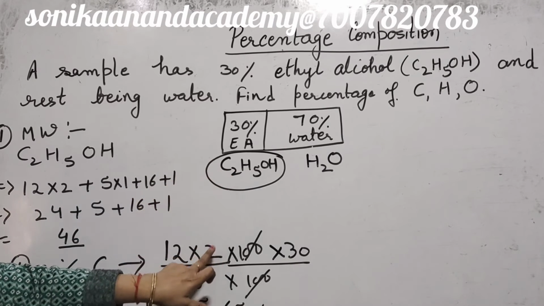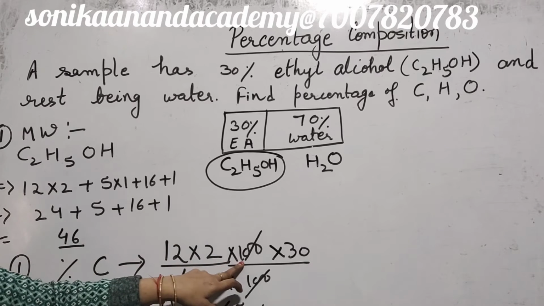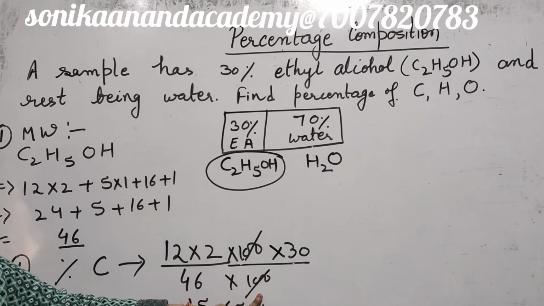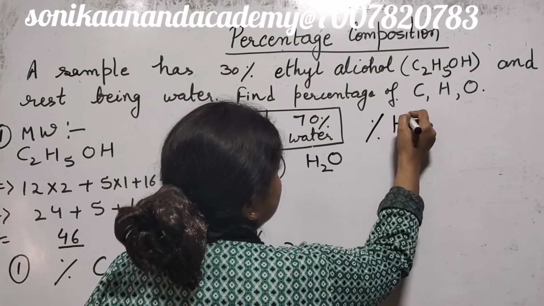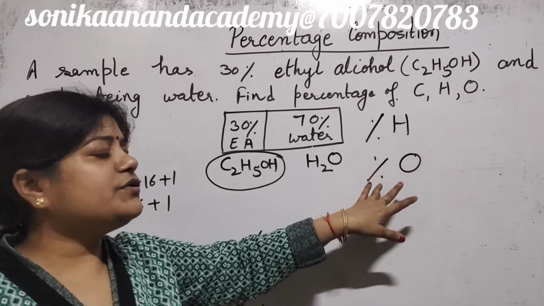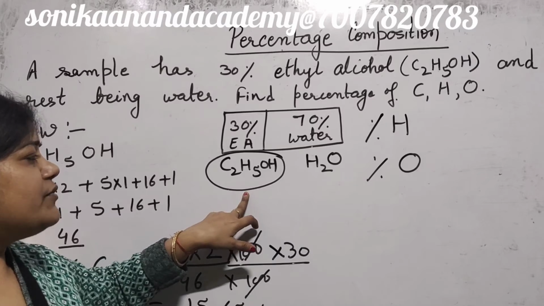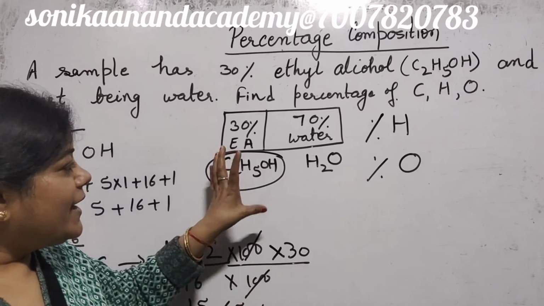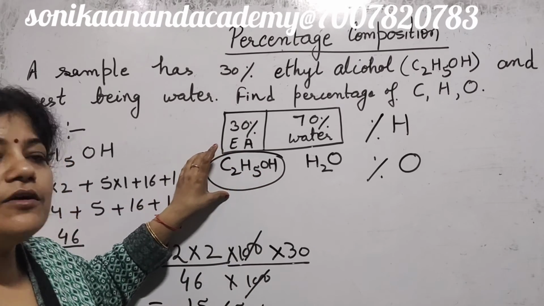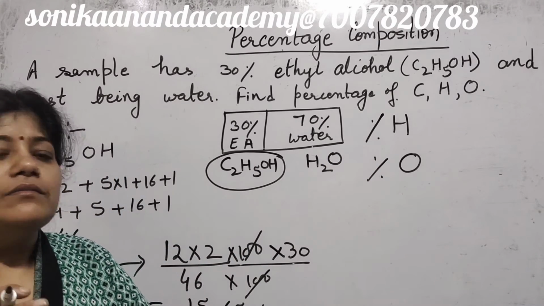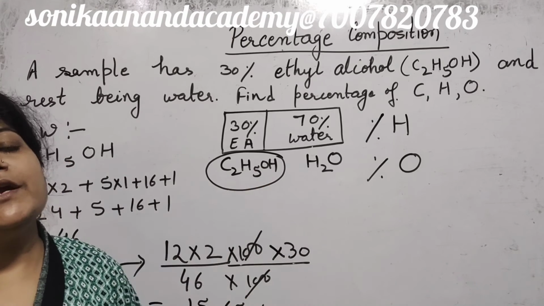Atomic weight of carbon, 2 atoms, so 2 comes, upon 46 into 100. But it is given 30%. So we also multiply with 30 by 100. Now we have to find the percentage of hydrogen and percentage of oxygen. Here there is also hydrogen and oxygen and there is also hydrogen and oxygen. So we find the percentage of hydrogen and oxygen in ethyl alcohol and also in water, and then we add both the percentages and then we get the answer.